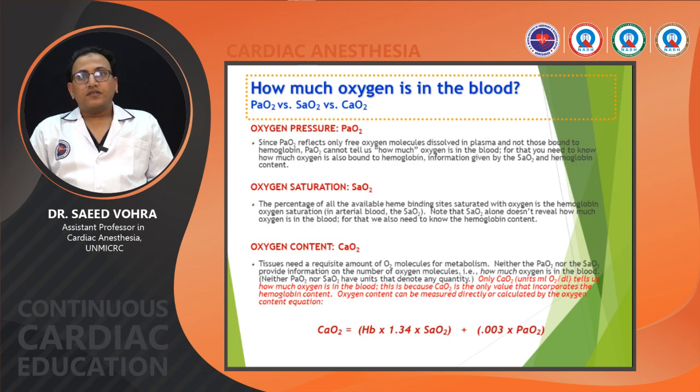How much oxygen is there in the blood? It is best depicted by arterial oxygen content, which is defined as hemoglobin times 1.34 times arterial oxygen saturation, plus 0.003 times the partial pressure of oxygen.